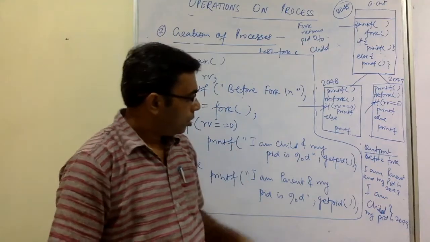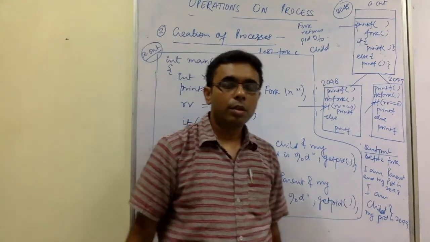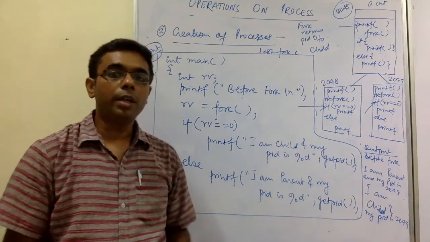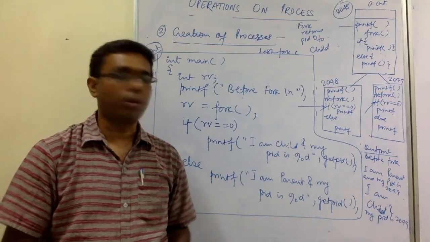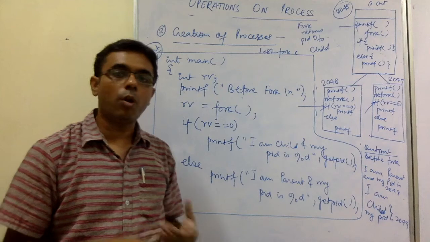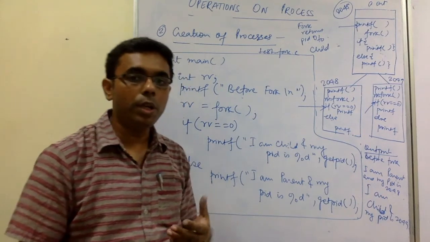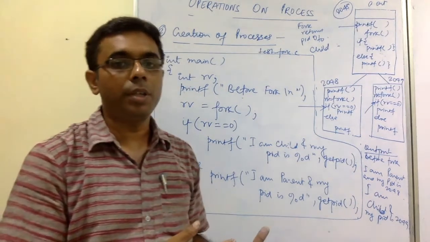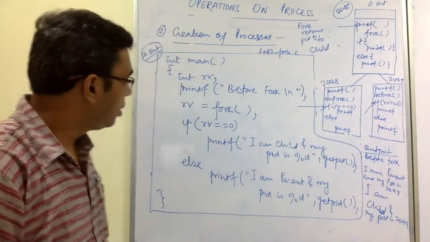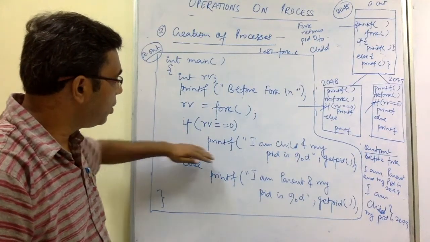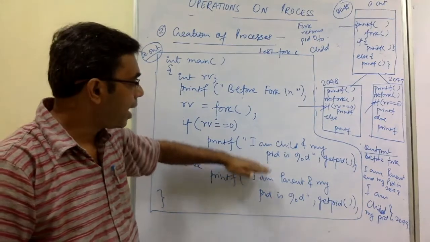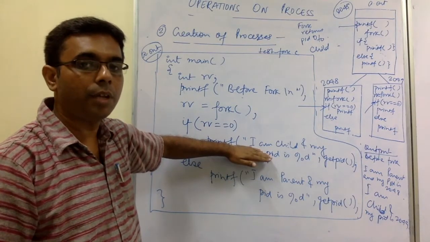Okay, so let's summarize. In this code, we kept track of the return value of the fork. We stored it in a variable called RV. We checked that and decided whether we would like to execute something while in the parent or something while in the child. So we applied an if condition, and we want this line to execute if we happen to execute the parent process, and this line to get executed if I'm in the child process.